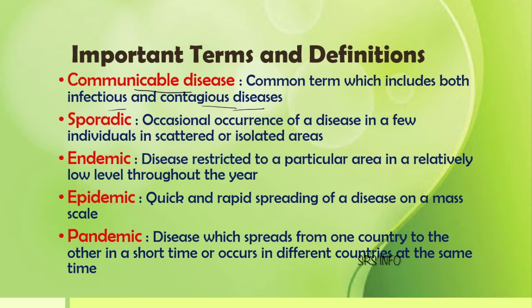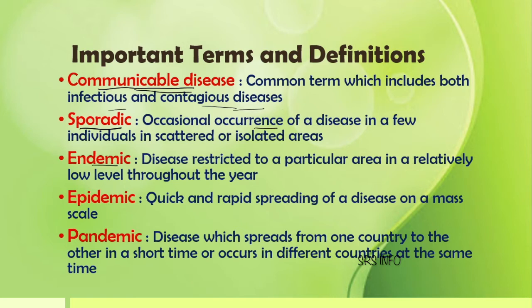And both these diseases are coming under communicable disease. Sporadic. What is sporadic? Occasional occurrence of a disease in a few individuals or in scattered or isolated areas. This is called sporadic disease. That means at irregular intervals some diseases occur, and after that they disappear. But it occurs in very few individuals who are scattered or isolated in some areas. These types of diseases are called sporadic disease.